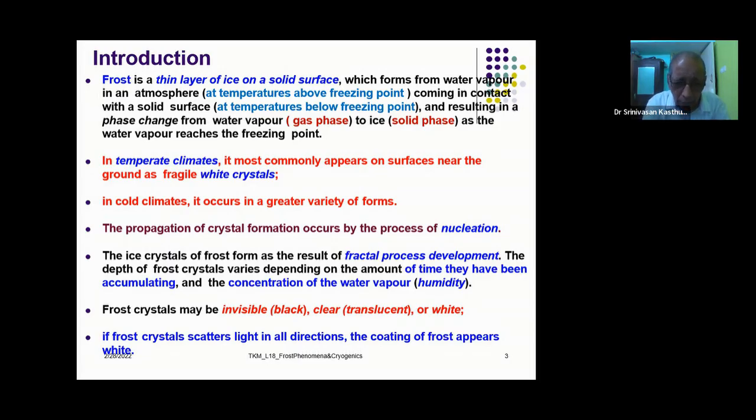Why the frost crystals become white is because when the light falls on the frost, the frost crystals scatter the light in all directions. When they scatter the light in all directions, then the coating appears to be white. Coating of frost appears to be white, because as you know, with the different directions the light comes from, you do not have a specific color, and therefore you have white frost.